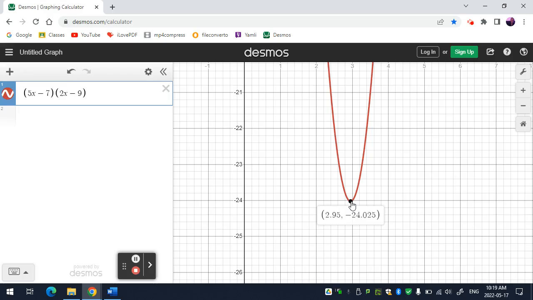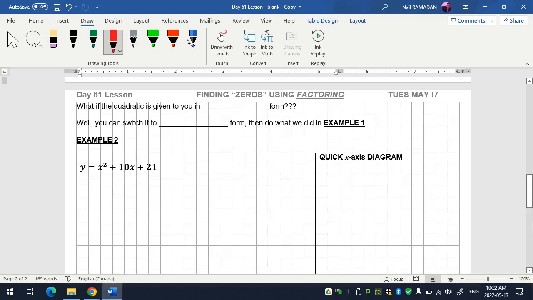Everyone, eyes on the screen. Everything works out. Nice. Can someone tell me if this is factored or something else? This is not factored. You do not see two sets of brackets.